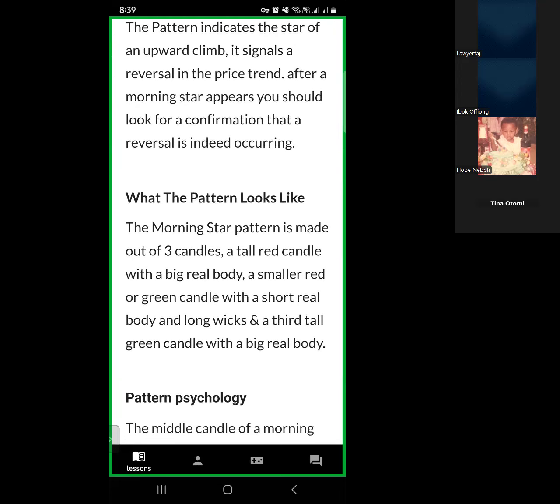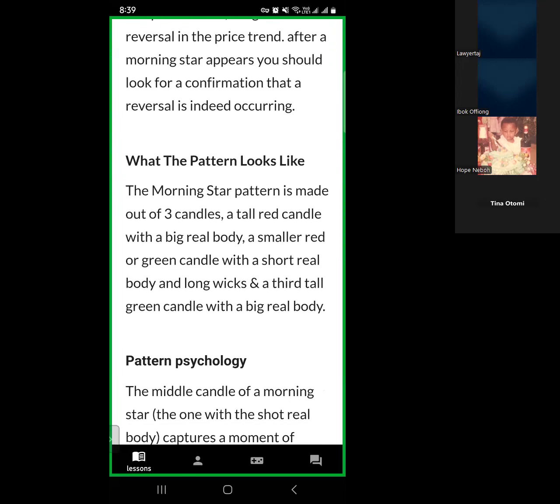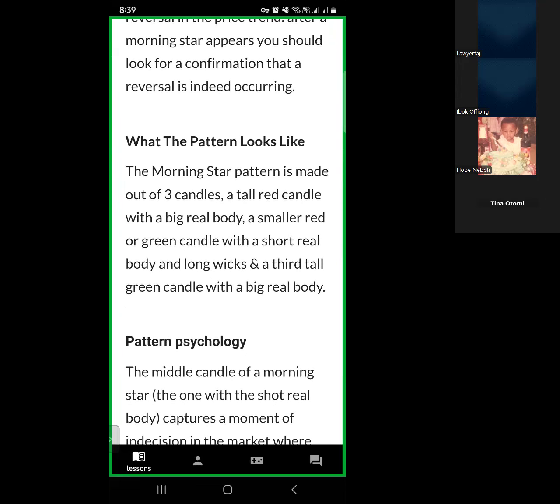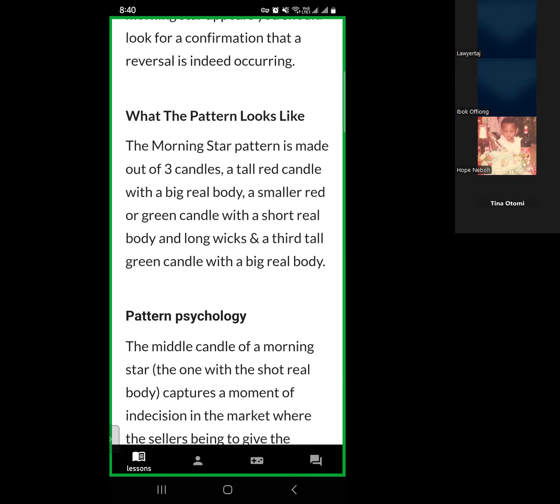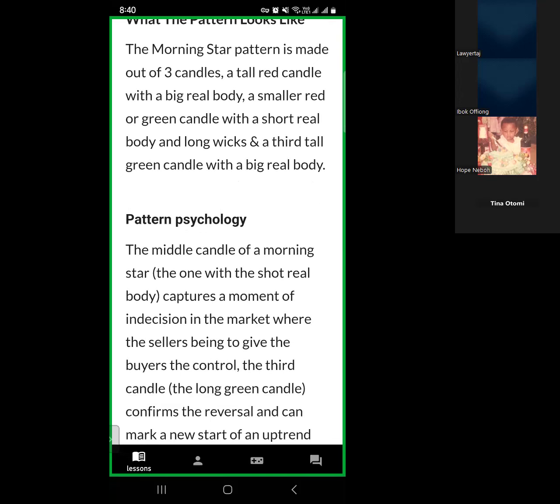What the pattern looks like, the morning star pattern is made out of three candles. The tall red candle with a big real body, a smaller red candle or a green candle with a short real body and long wicks, and a third green candle with a big real body. I hope we know what is body and wicks in a candle.